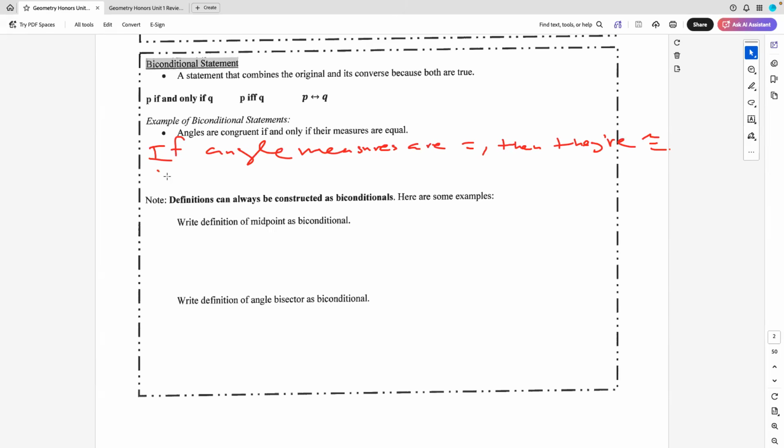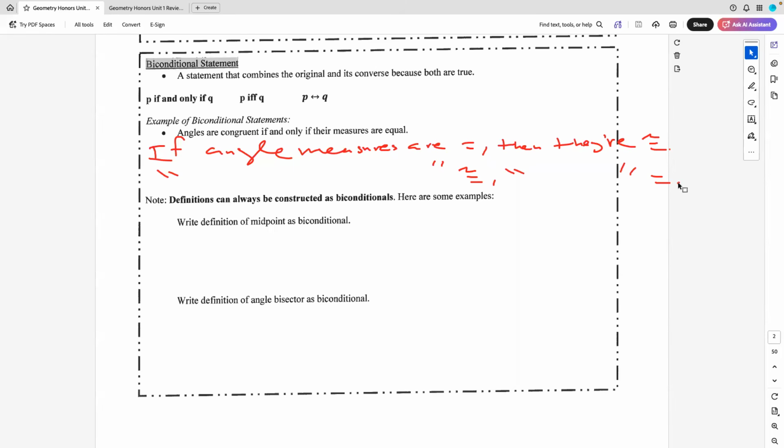Also, you could say if angle measures are congruent, then they're equal. And by the way, the double quotation means I'm just repeating the previous statement. I don't feel like writing that over again. So when both sides work, when you reverse it, we call that a biconditional. And definitions can always be constructed as biconditionals. So before we do that, does that make sense what we're trying to do here? So again, it's just saying if P leads to Q, Q also leads to P.